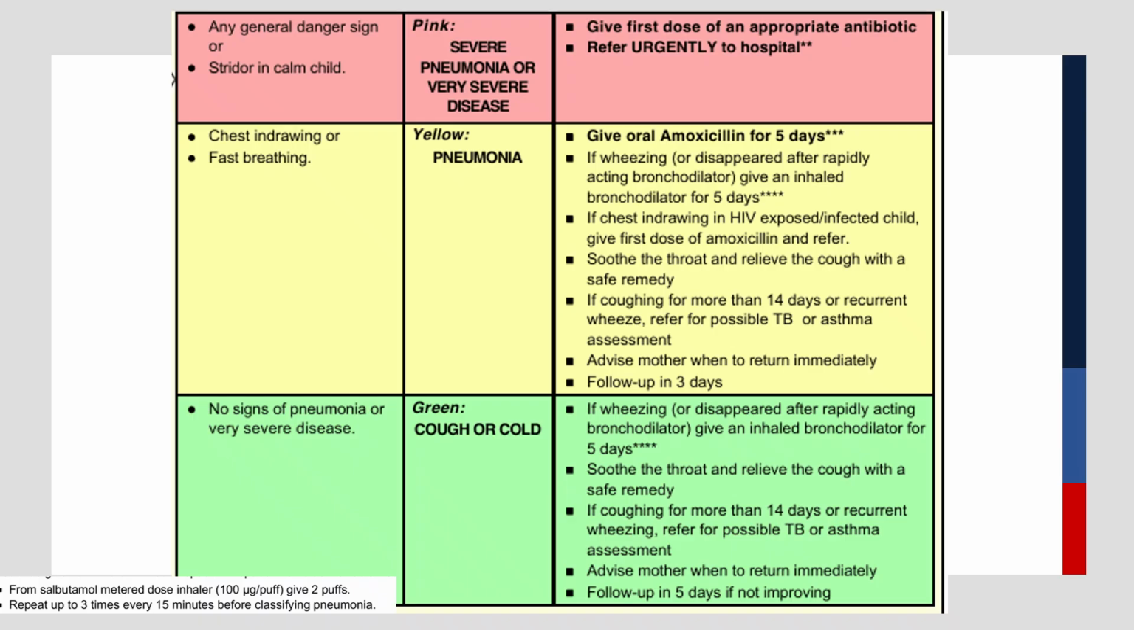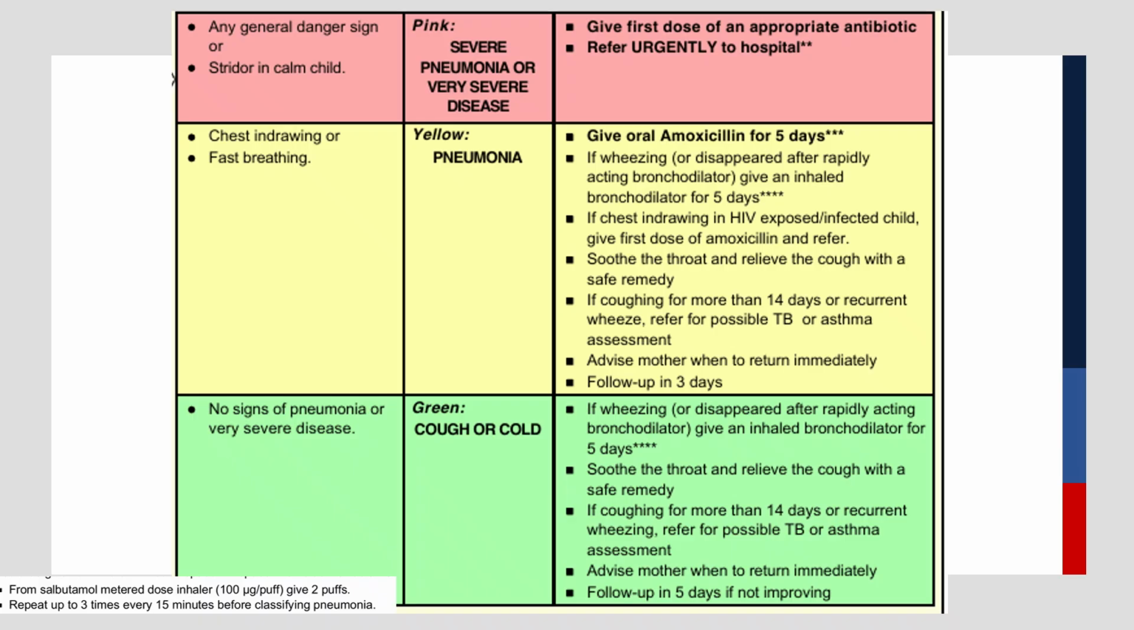If there is wheezing, you give the child the bronchodilator, as I mentioned earlier, and you can even give them bronchodilators for home for 5 days. And then if the child has HIV or has been infected with HIV, you have to refer this child. Then give some safe remedy to soothe the throat. Remember, honey is something that you can give to a child who's more than 1 year old. Below 1 year old, don't give honey because there is a chance of botulism. You have to avoid that.